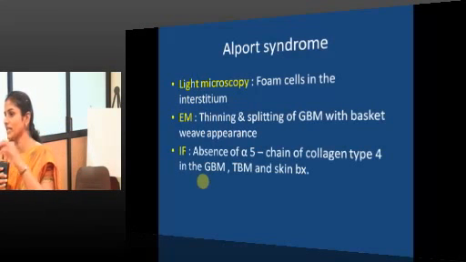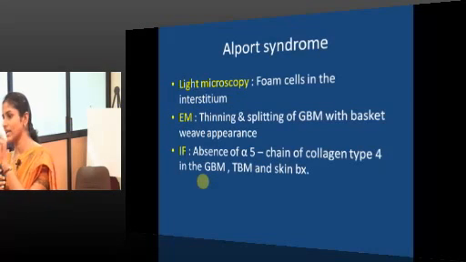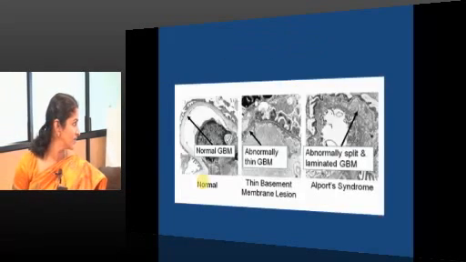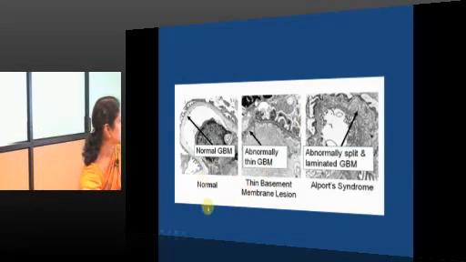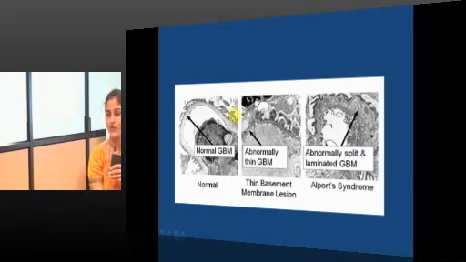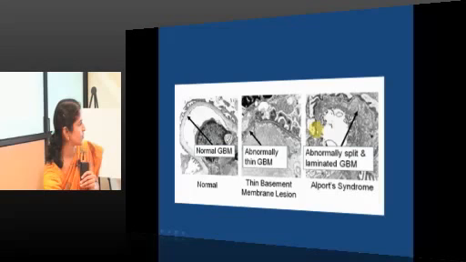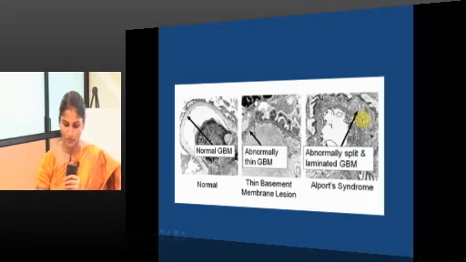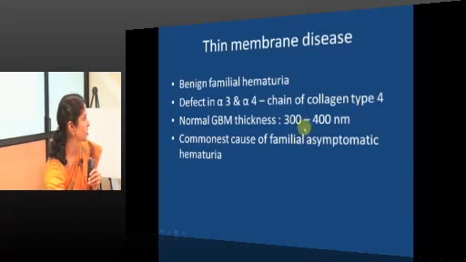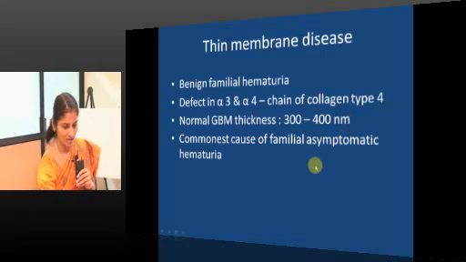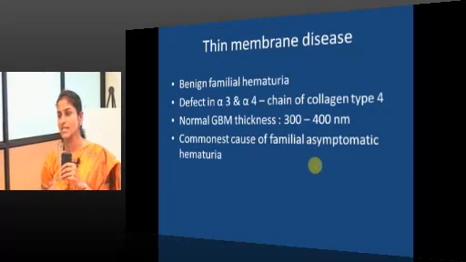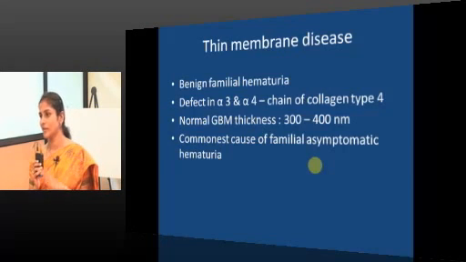To start with, the child would have a thin basement membrane, but as it grows, the rest of the basement membrane will react and form laminations. That will cause that basket weave like appearance. So this is a normal GBM where the thickness will be 300 to 400 nanometers. This is an abnormally thin GBM. Here in Alport syndrome, we have thinning and alternate thickening, and on an electron microscope this will show a basket weave appearance. So normal GBM thickness is 300 to 400 nanometers, and thin membrane disease is the commonest cause of benign familial hematuria.